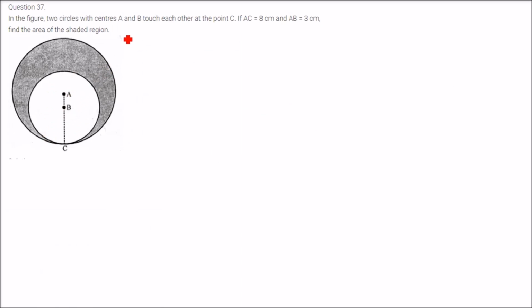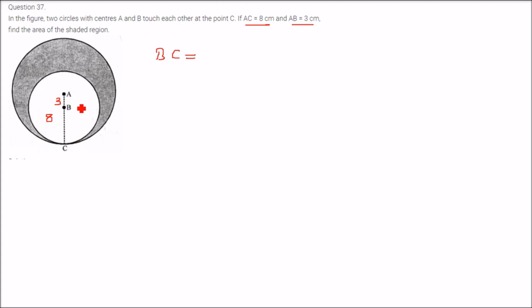So in this figure, two circles with centers A and B touch each other at a point C. If AC is 8 and AB is 3, so from here to here it is 8, and from this point to this point it is 3. So what will be BC?